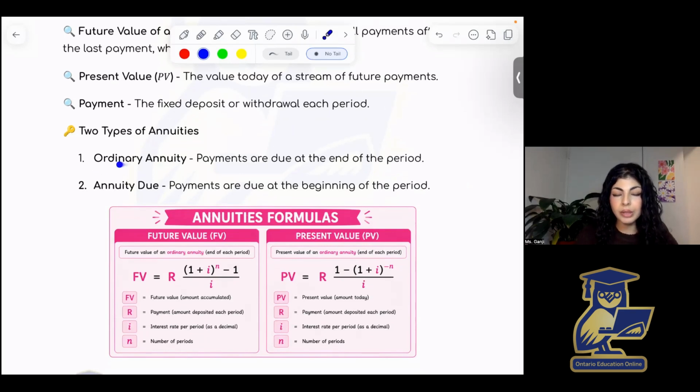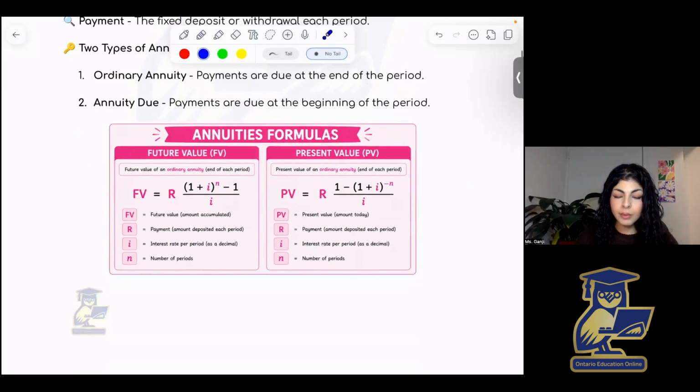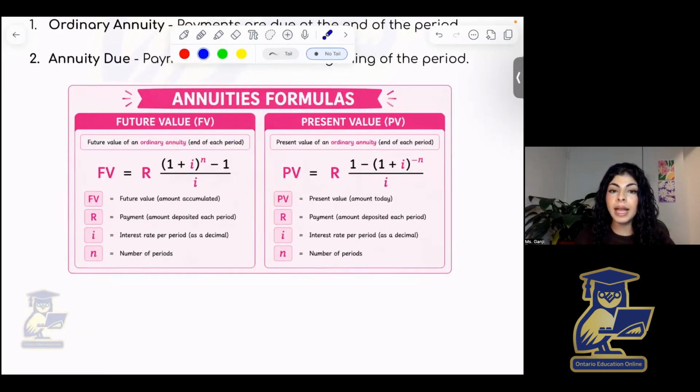So we are really only looking at ordinary annuities, or again, simple annuities where the payments are made at the end of the period. And we have our two formulas here. Again, it is the same formula, just rearranged. So don't worry about having to memorize two formulas. It's only one formula that you really need to know and be able to use, because the other one can be derived from it.